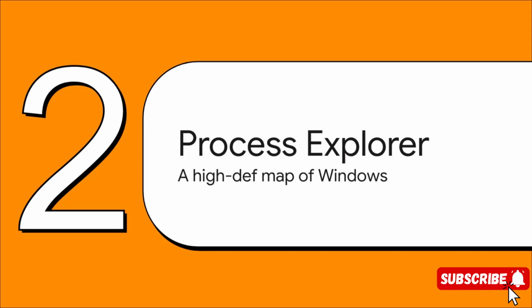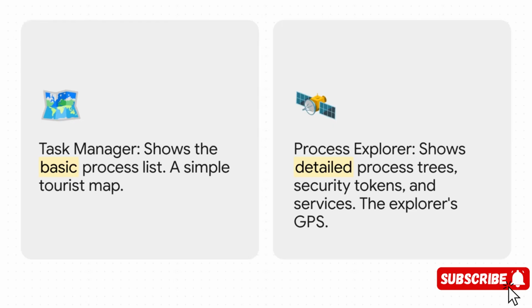Our first and maybe most important tool is Process Explorer. So if Windows is our city, think of Process Explorer as an incredibly detailed, high-definition, real-time map of every single street and vehicle. Now, you're probably familiar with the regular Task Manager, right? And it's fine. It's like one of those simple tourist maps. It shows you the main roads. But Process Explorer is on a whole other level. It's like a military-grade GPS.